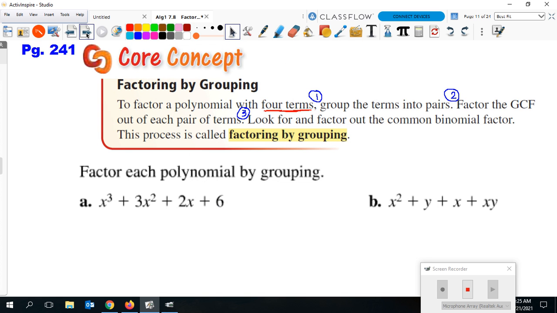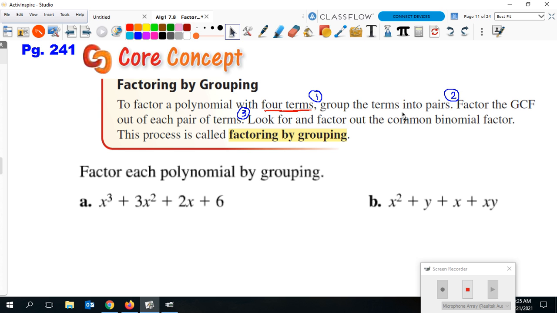So this is where we'll start. This is our new one, so here you can see what they look like. There's four terms in the polynomial. There's three steps that we're going to look at here, and I kind of numbered them. You have this on page 241 in your journal book. When you do have four terms, you're going to first, number one, group the terms into two pairs. So now you've got to figure out which two pairs you should group.